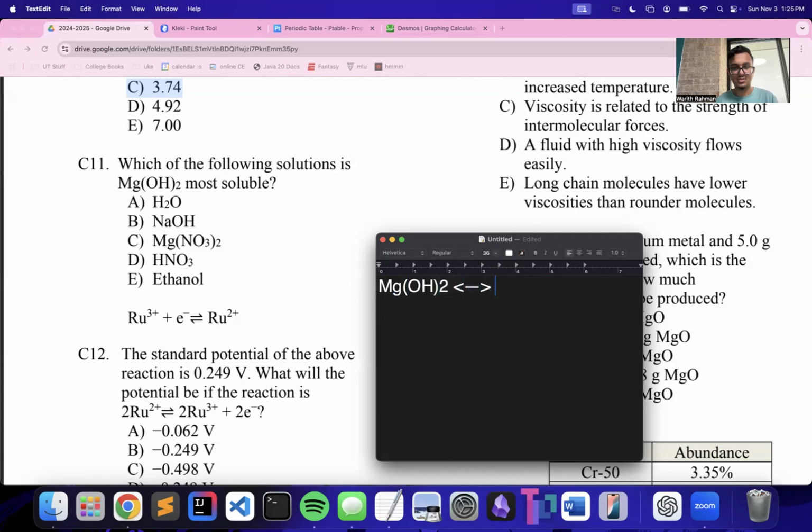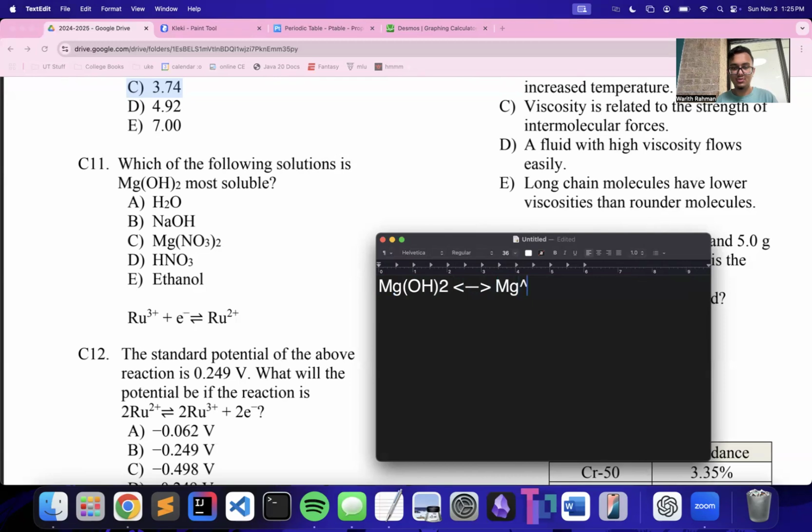When this eventually dissociates, we're going to get the Mg2+ ion plus two OH- ions. So what we notice here is that if we add water, water isn't really going to help us with anything. If anything, the small amount of dissociated hydroxide ions in the water are going to add to our product side, which will end up precipitating magnesium hydroxide, which we don't want.